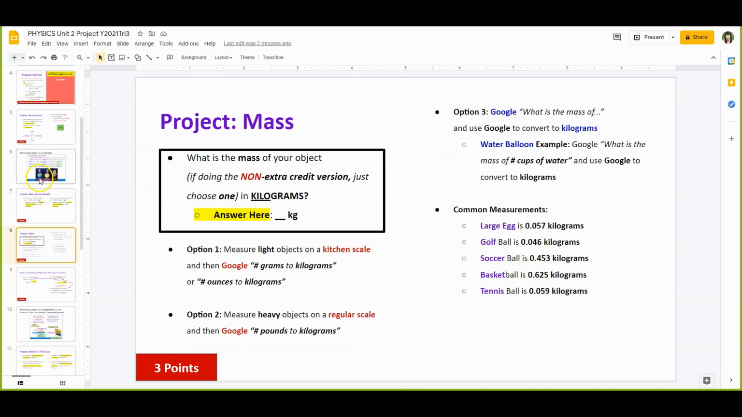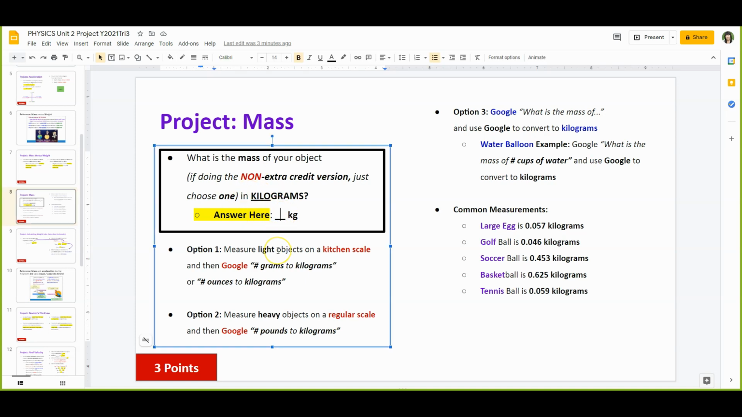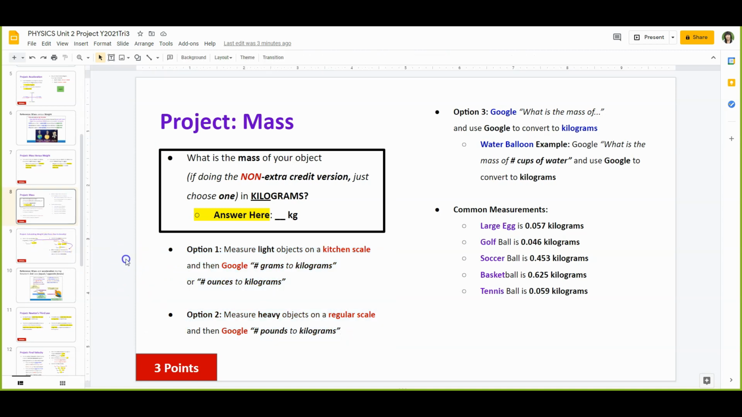All right, so now going ahead and taking a look at slide number 8. Slide number 8, you actually need to determine the mass of your object. If you're doing the non-extra credit version, you obviously have 3 different objects, preferably balls, preferably bouncy, but you just need to choose one. So just choose one of your objects, and tell me what is its mass in kilograms, okay? Now, again, in the US, we don't usually use kilograms, so there are a couple different options to figure out what the mass is in kilograms.